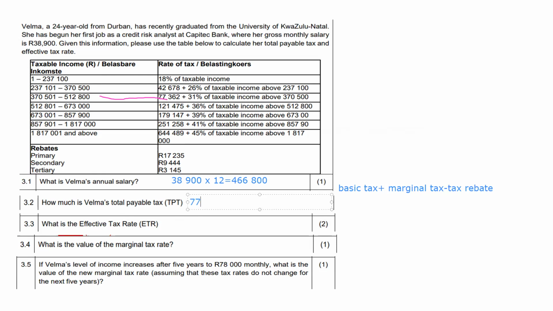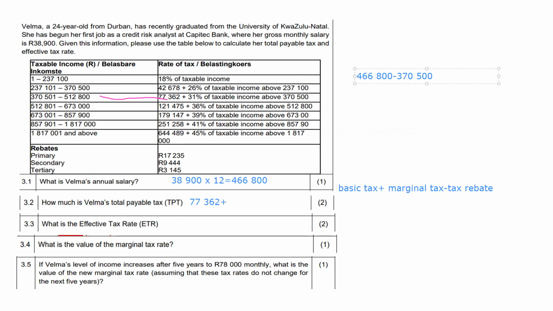So you're going to say 77,362 plus the marginal tax rate. The marginal tax rate, they're saying, is 31% of taxable income above 370,500. So you're firstly going to take the annual salary, which is 466,800. Then you're going to separate this amount here, because they say of income above this one, 370,500.